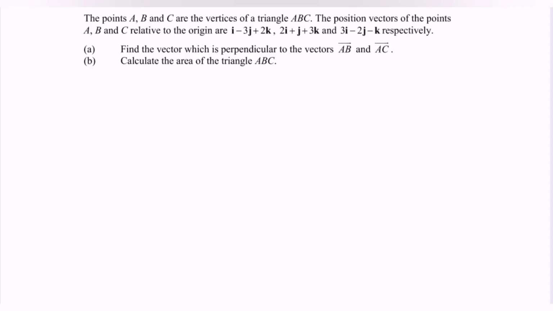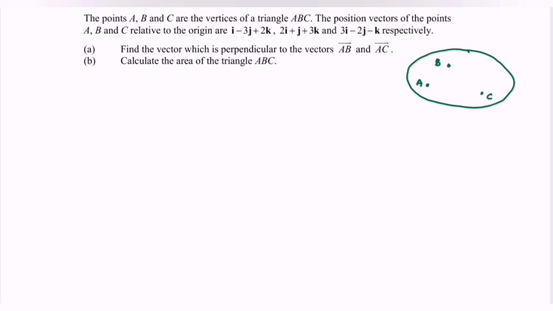Hello everyone, in this video I'm going to discuss the example for vector. Kindly refer to the questions. The points A, B and C are the vertices of a triangle ABC. So try to imagine the situation given. Let's say here we have A, B and C.